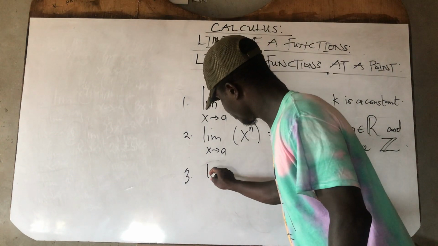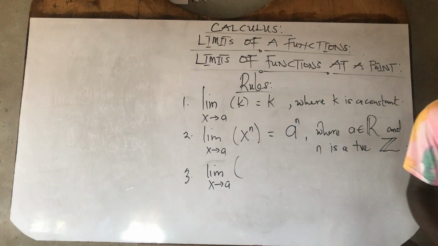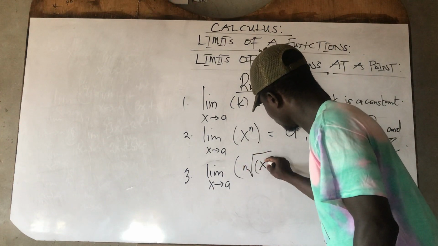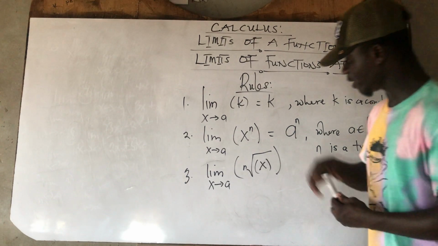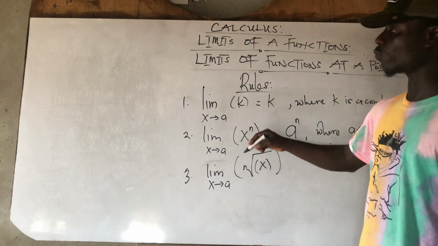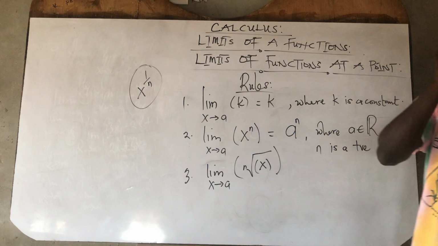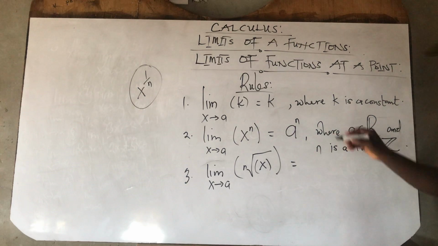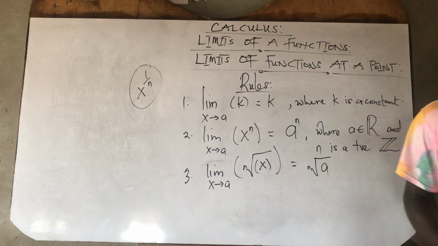The limit as x approaches a of the nth root of x. So wherever you see x, you just plug in a. You know that this nth root of x is the same thing as x to the power 1 on n. I believe you did indices, so you know what I'm talking of here. Which is the same thing as the nth root of a.